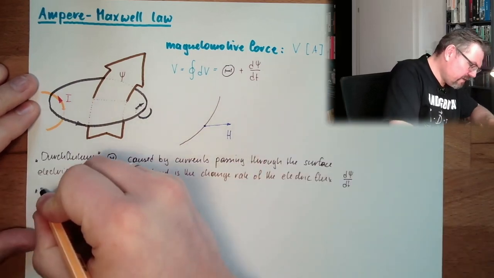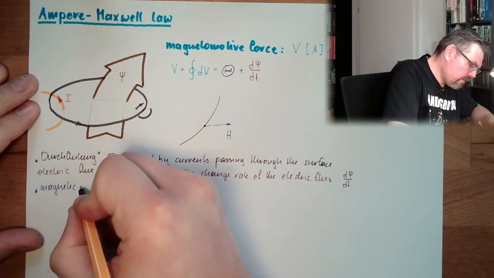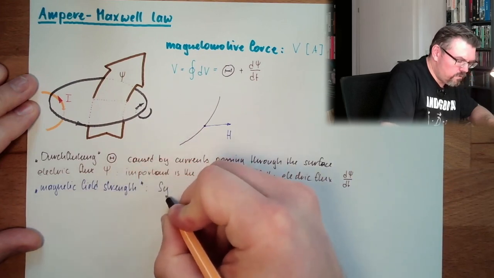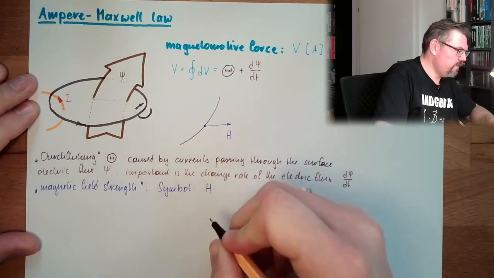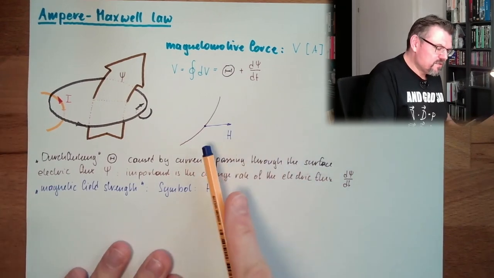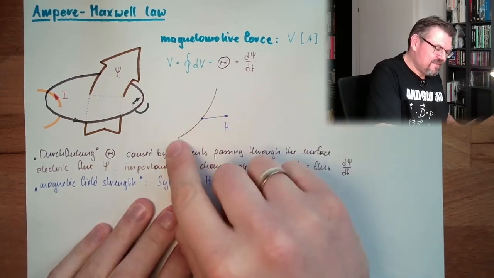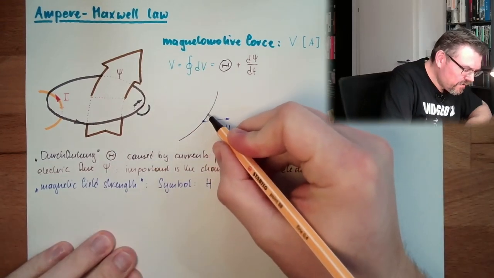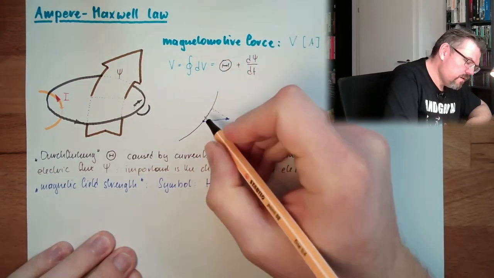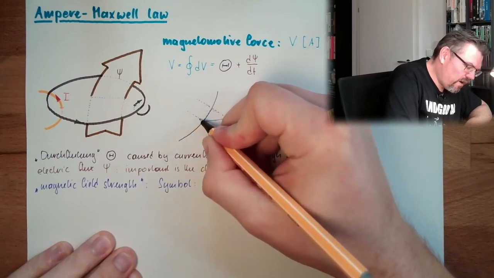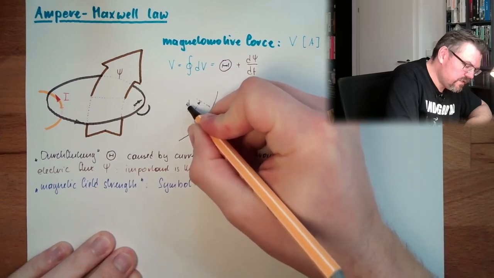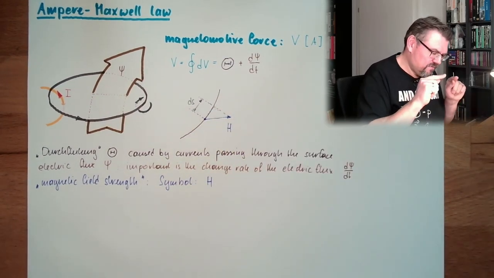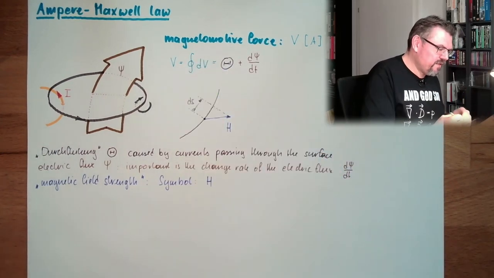Okay, so we have the magnetic field strength, symbol H, yeah, H. And now this must not go in the same direction as the curve. It can be somehow. Why not? Can simply be somehow. And here we have this little part. Here we have a ds, okay, a little part of our edge. This is ds, and now this little part which is appearing here, of the magnetomotive force.